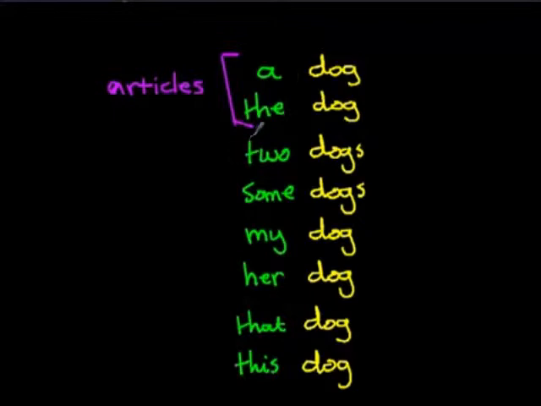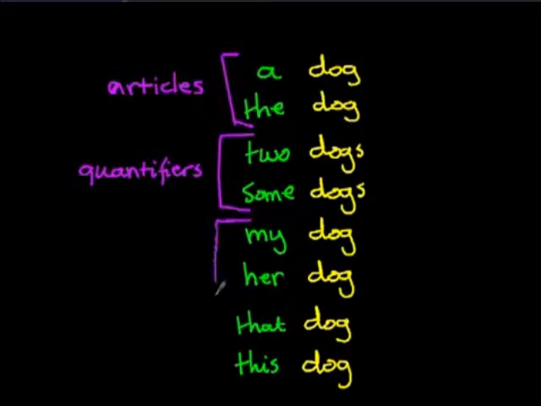The next two, two dogs, some dogs, these are both talking about how many dogs. They're telling us about the quantity, and so that's why these kind of determiners are called quantifiers. Other examples would be many dogs, 100 dogs, anything that tells you about how many there are.